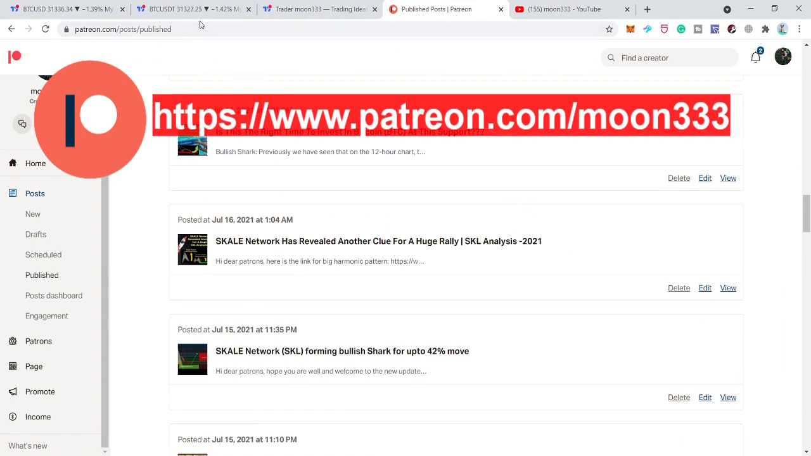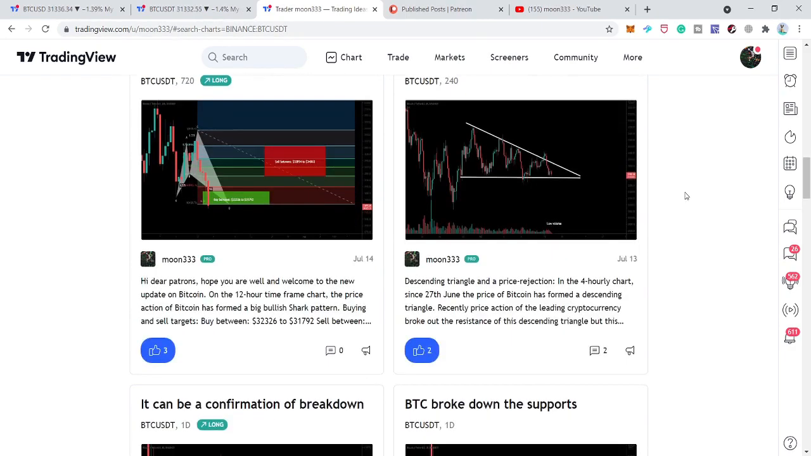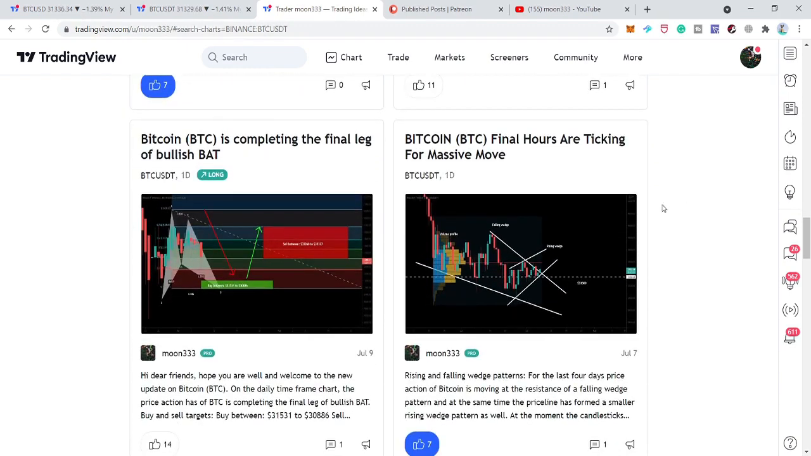Okay, first of all, let me show you my previous ideas that I've been sharing with you. Previously we have seen two falling wedge patterns that have been formed. One is on the 4-hourly chart, another one is on the daily time frame. And I also shared another bullish harmonic bat move with you that was formed on the daily time frame chart. Let's analyze this pattern first.